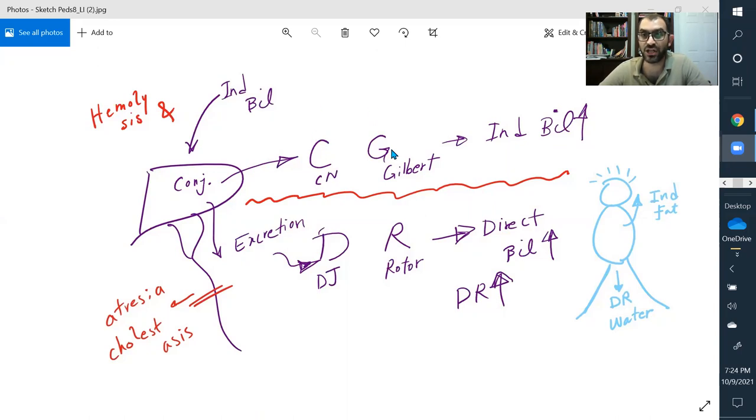Crigler-Najjar and Gilbert, CNG. They have a problem with conjugation. If they have a problem with conjugation, they cannot conjugate properly, so they will have indirect hyperbili. If DNR are direct, CNG are indirect.